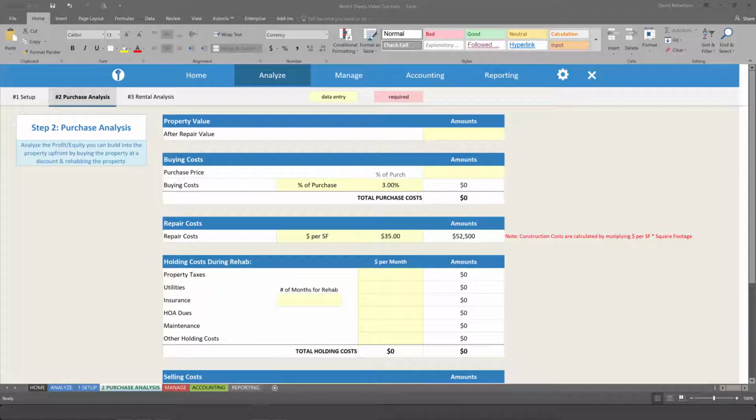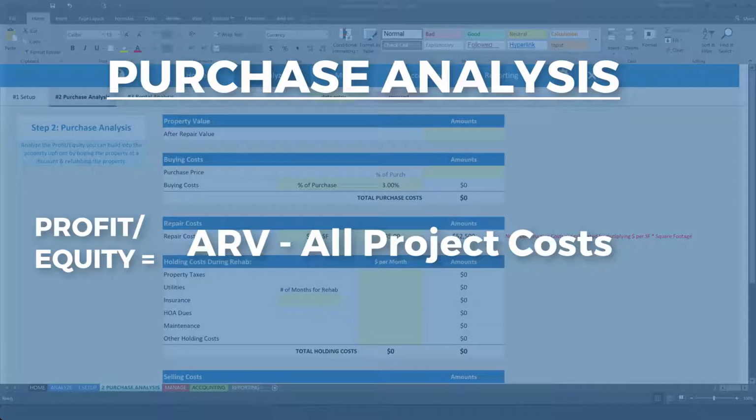But even if you're not buying a distressed property, maybe the property just needs a little bit of light rehab, or maybe you're buying a turnkey rental, this calculator can be used to calculate the amount of equity and profit you'll have in the deal at the time of your purchase. So basically, the purchase analysis is similar to a flip analysis. It takes the after repair value and then deducts all of your project costs, such as your purchase price, your buying costs, your repair costs, holding costs, selling costs, and your financing costs to calculate your profit.